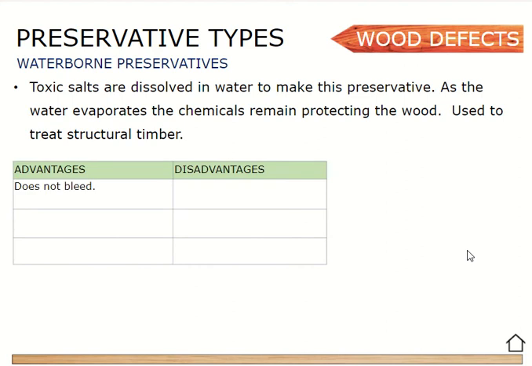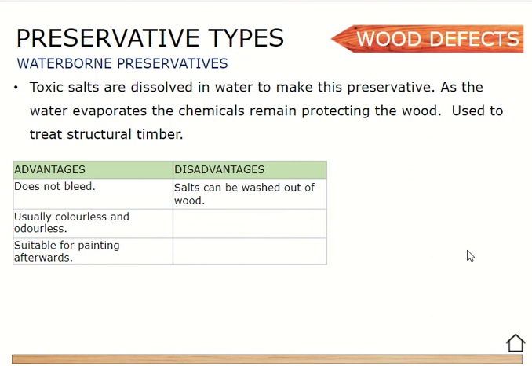The advantage of this is it doesn't bleed. In other words, it doesn't melt. It's usually colourless and odourless, so you can't see it and you can't smell it, which is good, and suitable for painting afterwards, so you could paint over it.